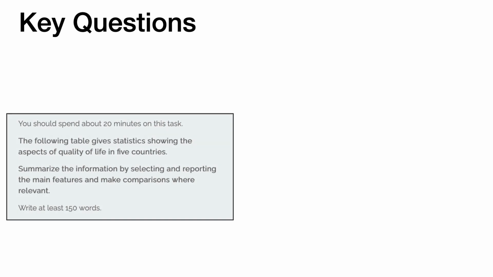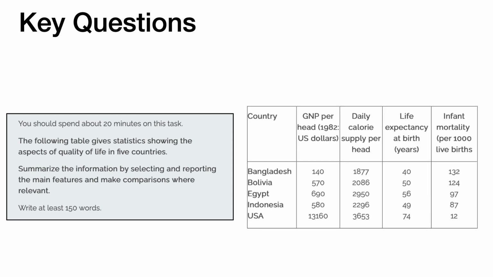So let's look at some key questions you need to ask yourself when you answer IELTS Task 1, for example, a table. So here we have the prompt. The following table gives statistics about the aspects of quality of life in 5 countries. So it's this table we're looking at. So what is the table measuring? This is looking at the quality of life in 5 countries.